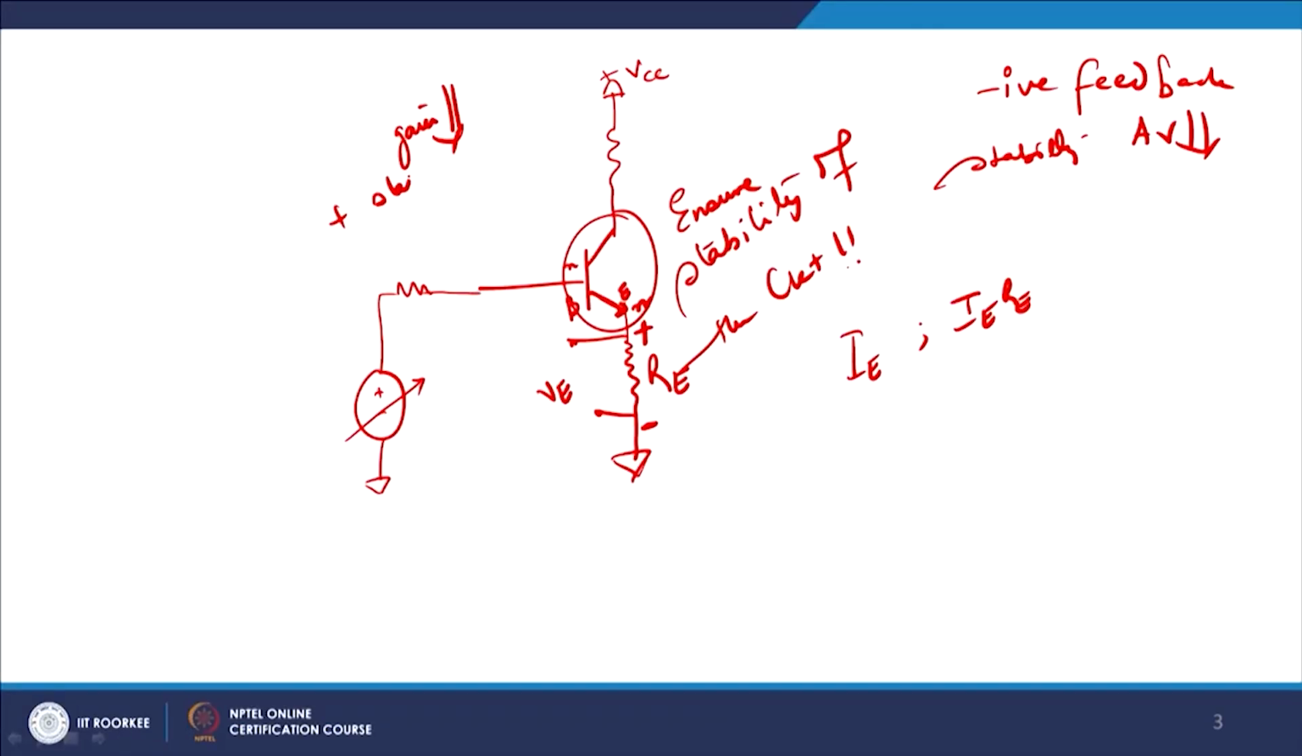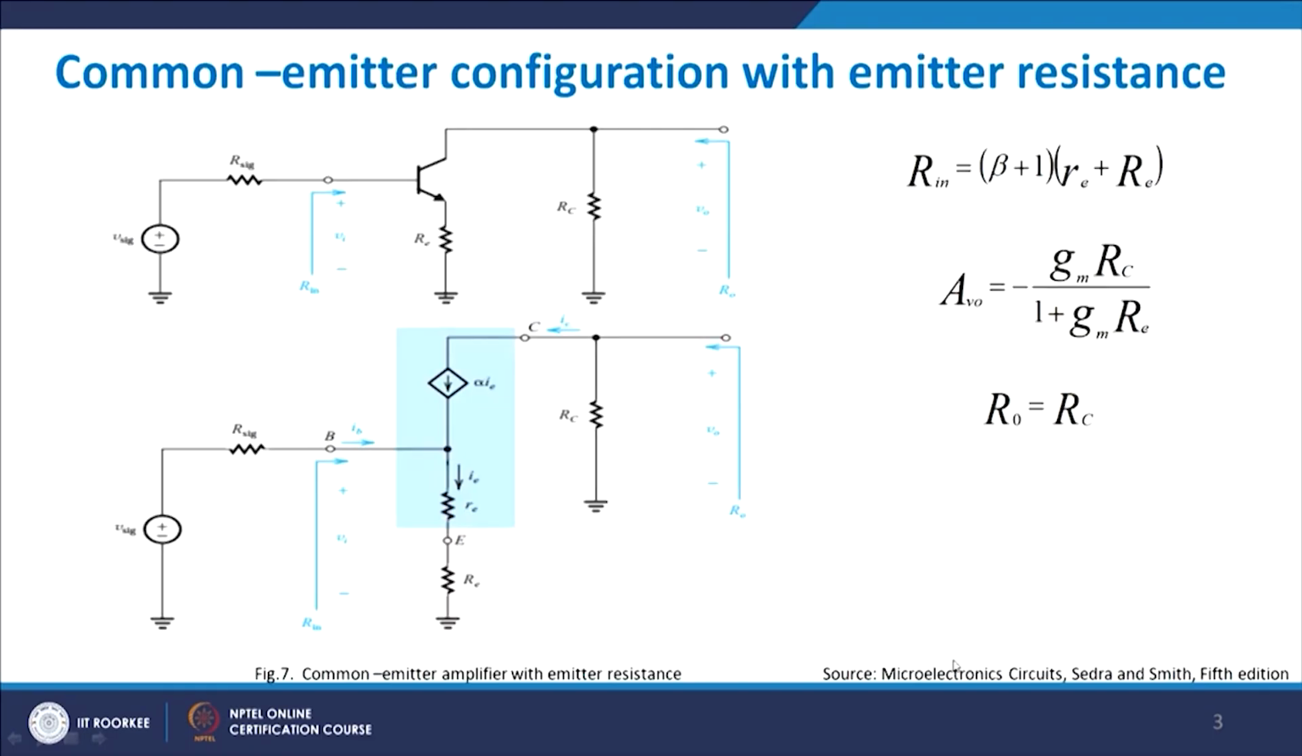So, when you put an emitter resistance Re in series with the BJT, we end up having a reduced gain, but a more stabilized circuit. So, I have a reduced gain, but a more stabilized circuit with me. That is the reason why we bias with emitter resistance.